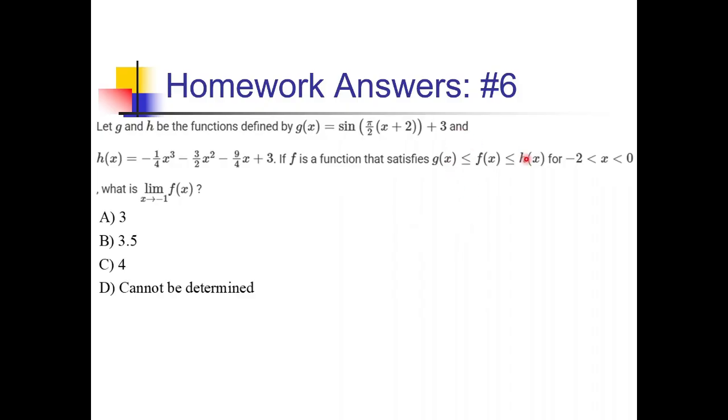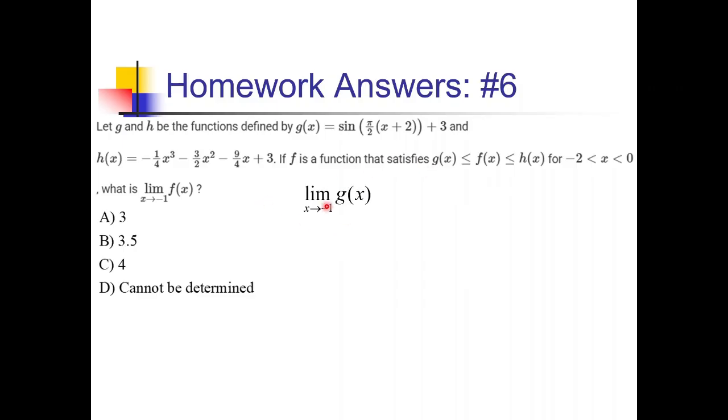Now, we don't know what f of x does algebraically, but we do know that it's between g and h. And since that's happening on the interval from -2 to 0, we know that for the value of -1, f is going to be somewhere between g and h. So what we can do here is use our squeeze theorem, take the limits as x approaches -1 of g and h, and if those just so happen to be the same number, we will know that f also has to share that limit. So let me find the limit of g first.